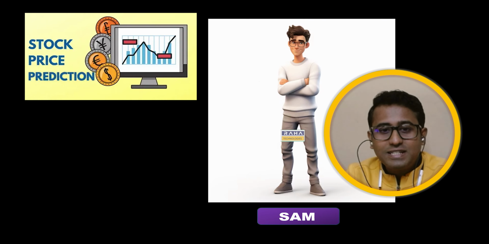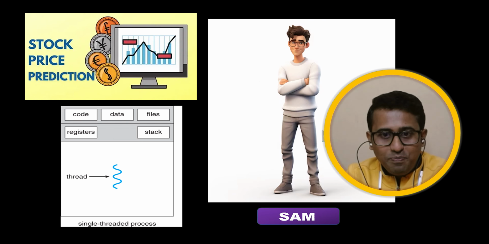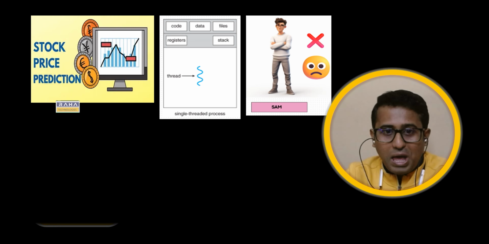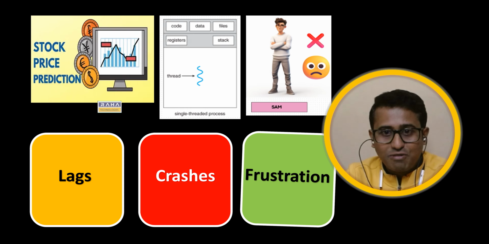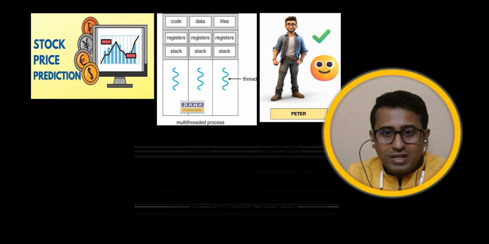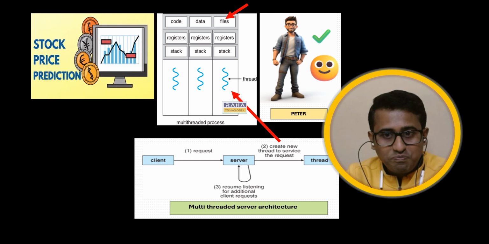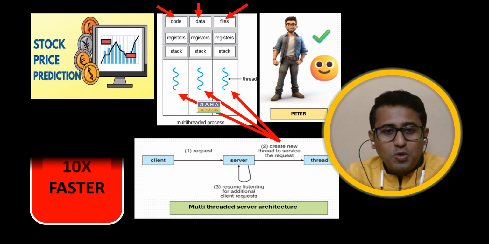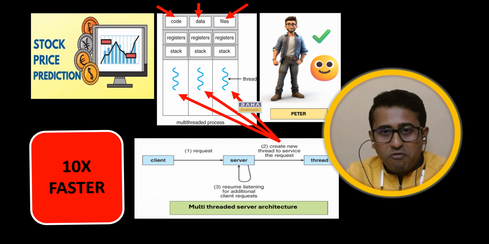Meet Sam. He builds a stock price prediction system using traditional single-threaded Java code. And the result is the application lags, crashes, and frustrates users. Now meet Peter. He optimizes his code using Java parallelism because he has experience already. His program is 10x faster and processes millions of stock transactions effortlessly.